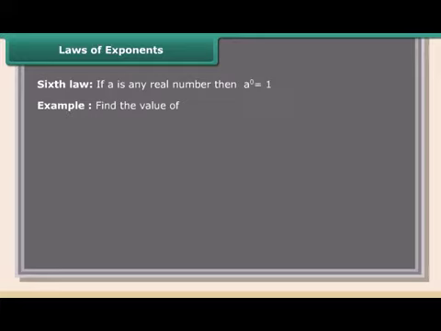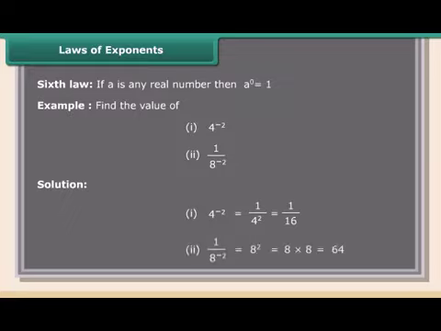Example: find the value of 4^(-2) and (1/8)^(-2). Solution: 4^(-2) is equal to 1 upon 4^2, which is equal to 1 upon 16. (1/8)^(-2) is equal to 8^2, which is equal to 8 into 8, which equals 64.